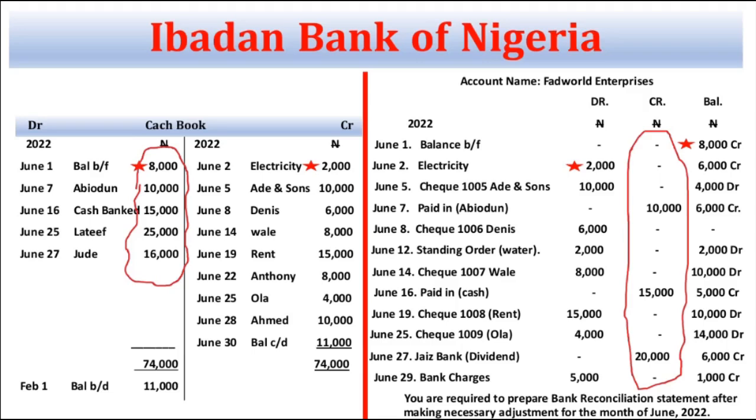But this time around, the entries that will be added to the balance of 11,000 are those entries that appear under the credit side of the bank statement but not under the debit side of the cash book. Let's look at the dividend from Jay's Bank, which is 20,000 naira. If you look at the cash book, there's no entry for that. So an entry like that will be added to the 11,000 naira under the adjusted cash book. If there are any other entries that appear under the credit side of the bank statement but do not appear under the debit side of the cash book, we are going to add all of them to the balance as per cash book, which is 11,000 naira.